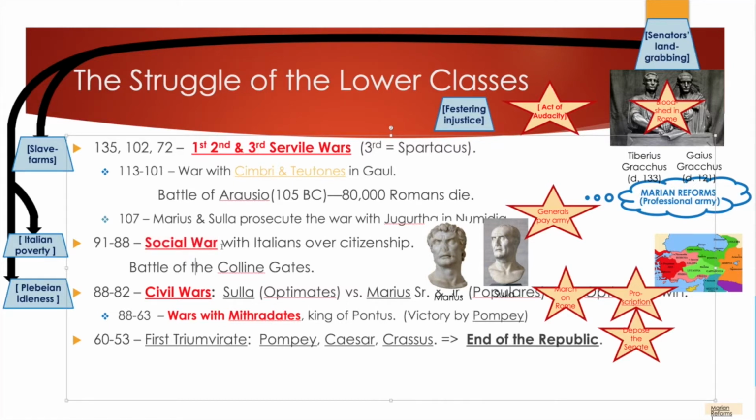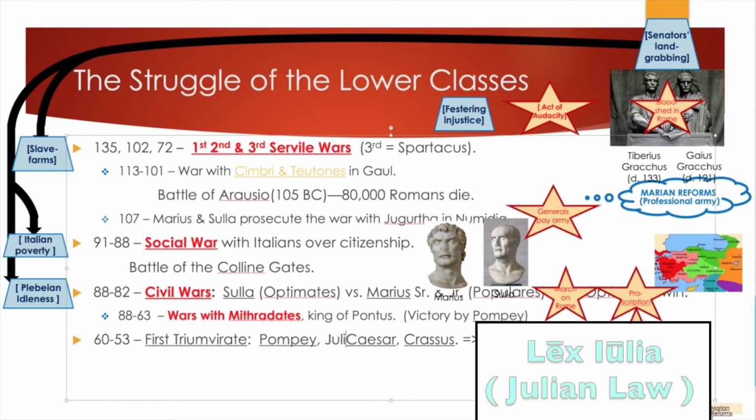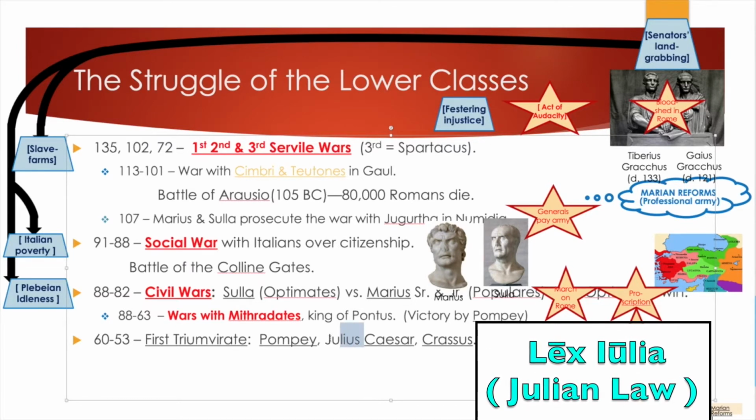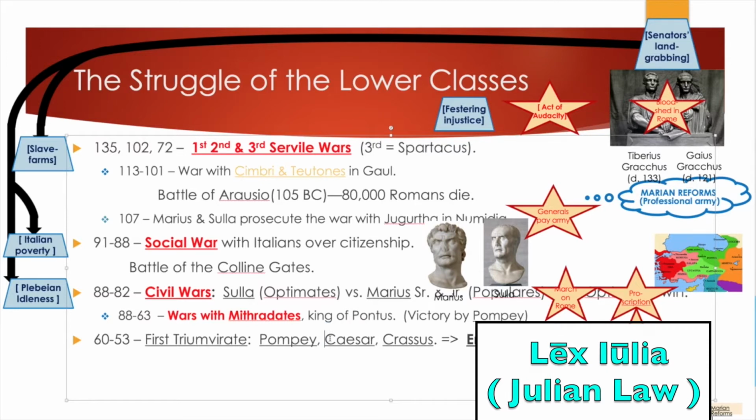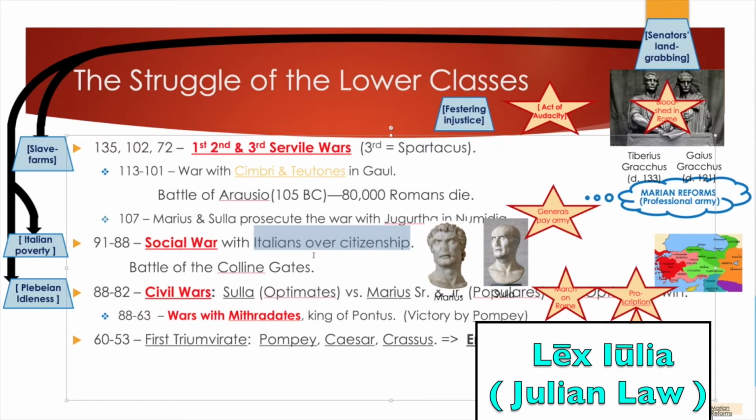The Romans had their backs to the wall, and although the Romans ended up beating the Italian allies, nevertheless, the Italian allies accomplished their objective, because immediately following that, Julius Caesar instituted what was called the Lex Julia, after his first name, which gave those Italian allies citizenship and enabled them to have larger tracts of land.